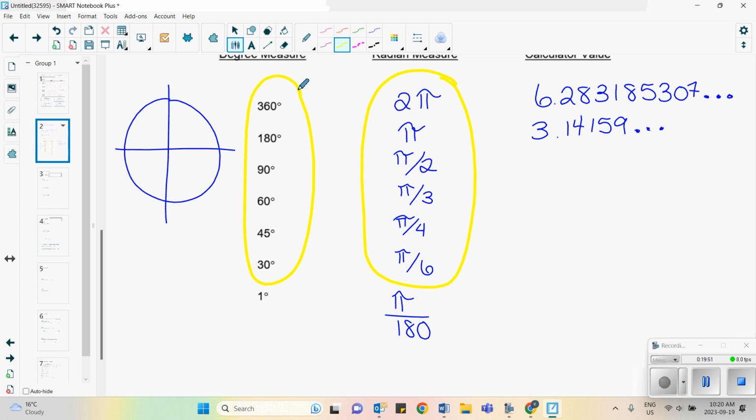Would you like a calculator? Yeah. Because honest to goodness, guys, we're not going to use this column. Well, we might when we get to solving equations, but we're not going to use this column very much. We're going to live in radian measure and degree measure. So emotionally prepare for that. Nobody's crying yet, I like it.